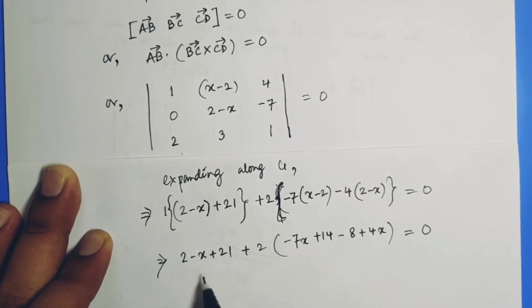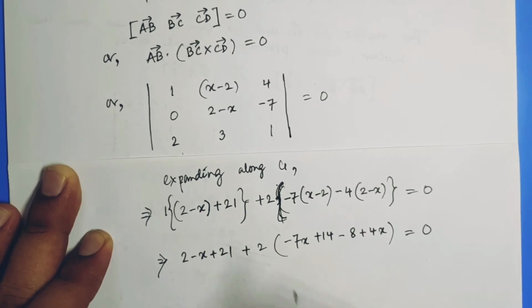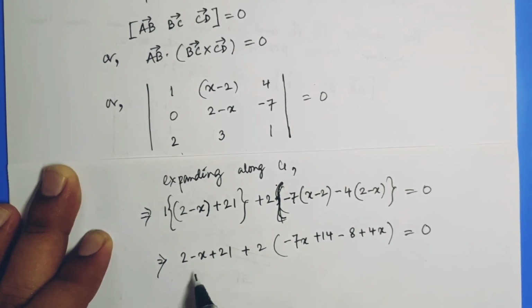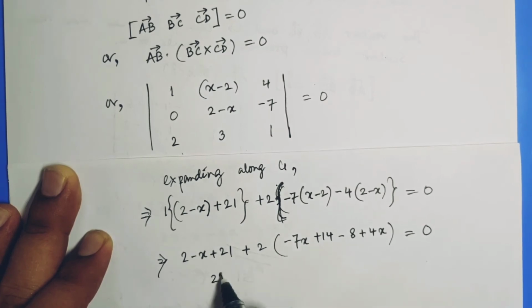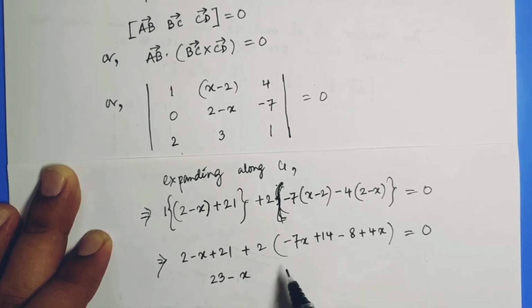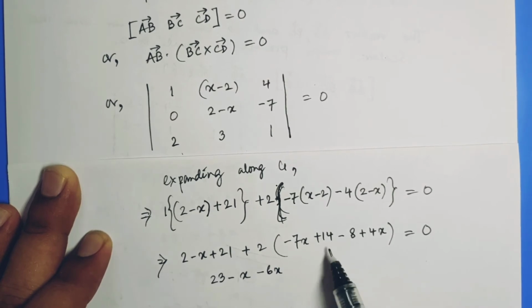Understood? So now let us simplify this. So this one is equal to how much? This one is your 21 and 2, that is 23. 23 minus x, and here what you have is minus 7x and 4x, that is minus 3x. So we have minus 6x. Clear? And 14 minus 8, that is your 6.